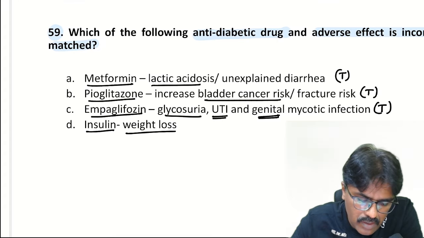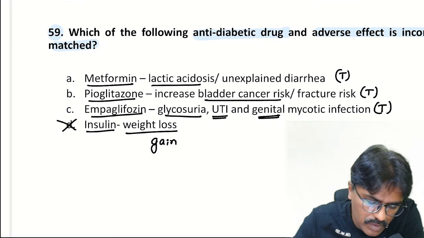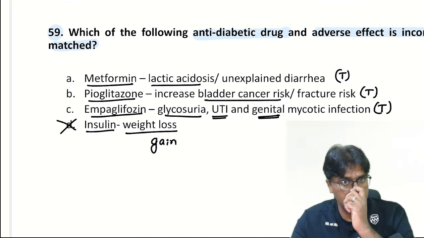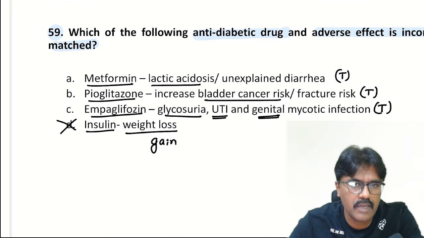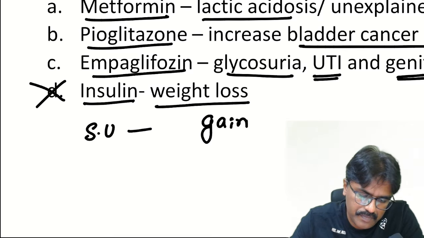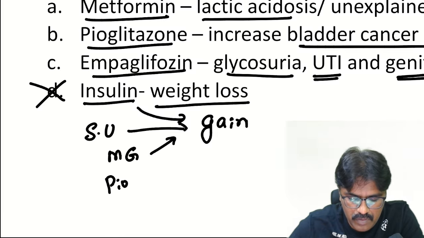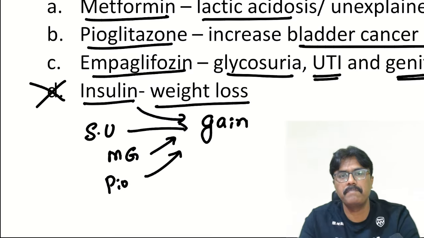Insulin causes weight loss. No, insulin causes weight gain. So this is a false one. The answer is D. So what drugs can cause weight gain? Sulfonylurea, insulin, meglitinide, and pioglitazone. All of them cause weight gain.